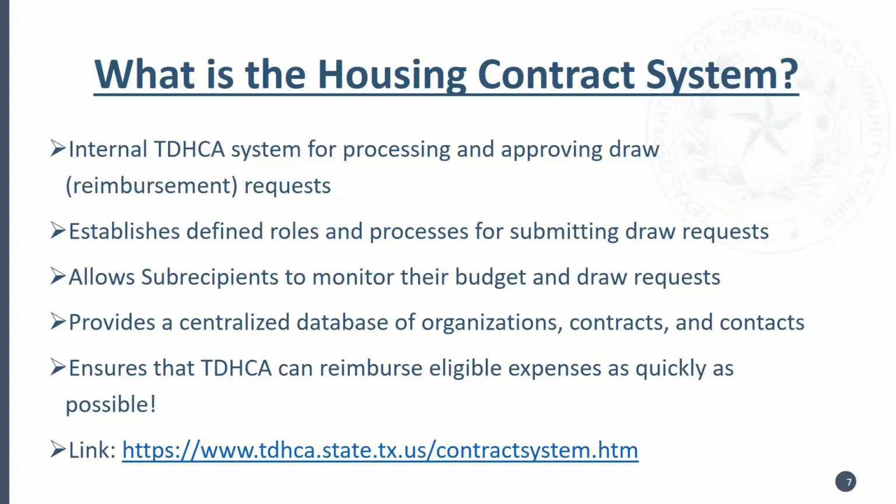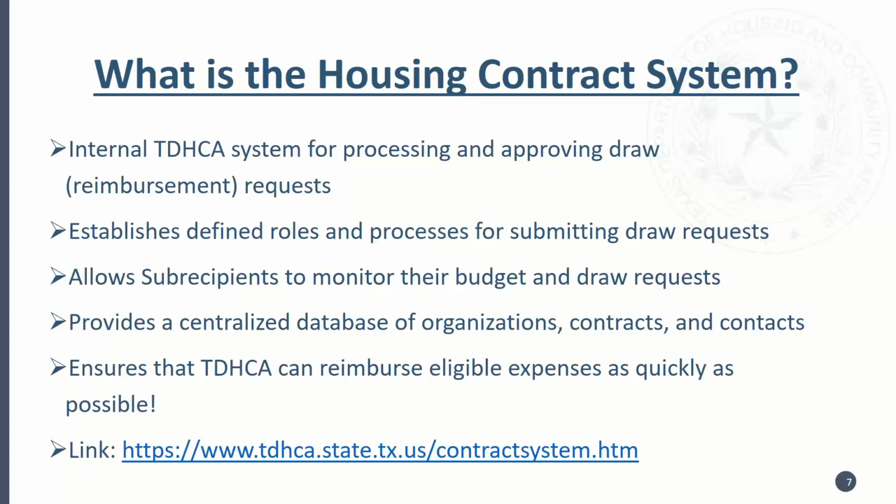The next is it allows another system for you to monitor your budget and your previous draw requests as well. So it keeps a history of draw requests you've had in the past. It keeps a history of what is remaining in your budget and where you have expended on the aggregate. The next is it provides a centralized database for organization contracts and contacts. So it provides phone numbers, names, addresses, all the information that we would need in one central database in order to contact you and to gather information about how the HSS program is operating.